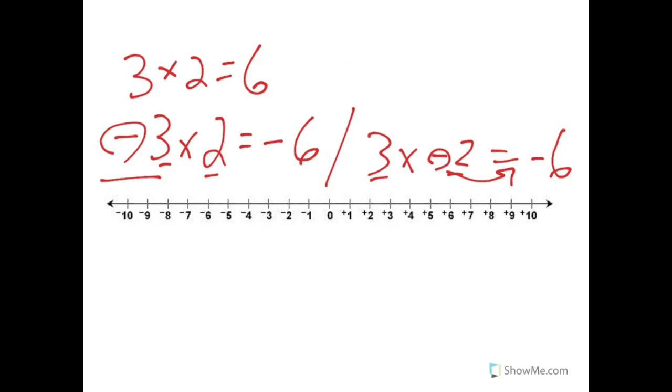Now, the only other thing would be a negative times a negative. Negative 3 times negative 2. 3 times 2 is 6, and the negatives cancel one another out.